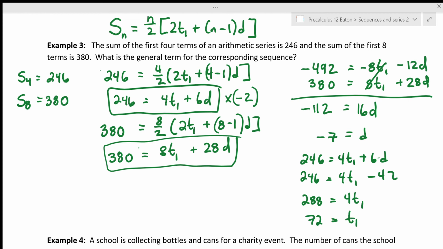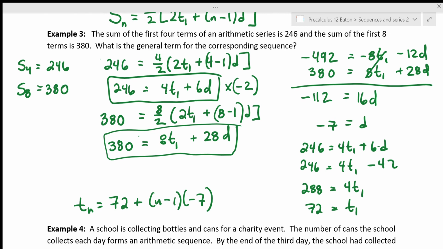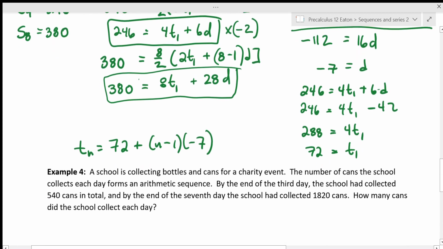So answering my question, the general term is t sub n is 72 plus n minus 1 times negative 7. And that's how I work through that kind of problem. We're actually going to have to do that again for the next word problem. So let's take a look.